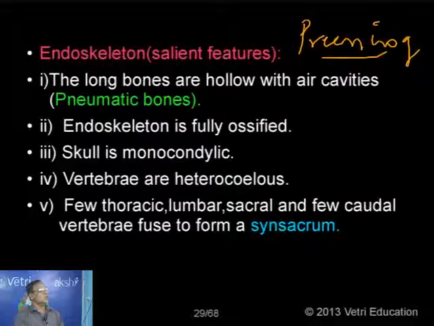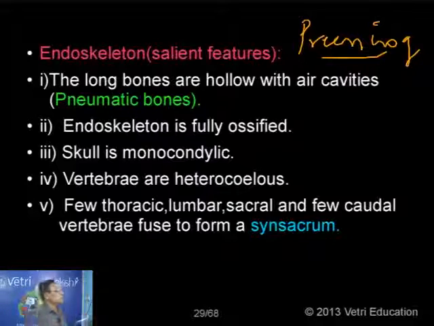Now, in birds the long bones are hollow with air cavities. The endoskeleton is fully ossified. What's the meaning of that? That means there are no cartilage bones in the case of birds. To reduce the weight, the bone is fully ossified. Though the bone is fully ossified, they are very thin. That is why the endoskeleton is fully ossified and no cartilage is found in birds.